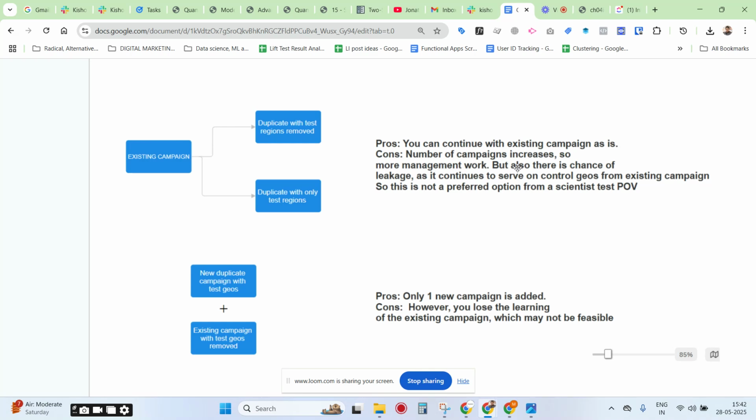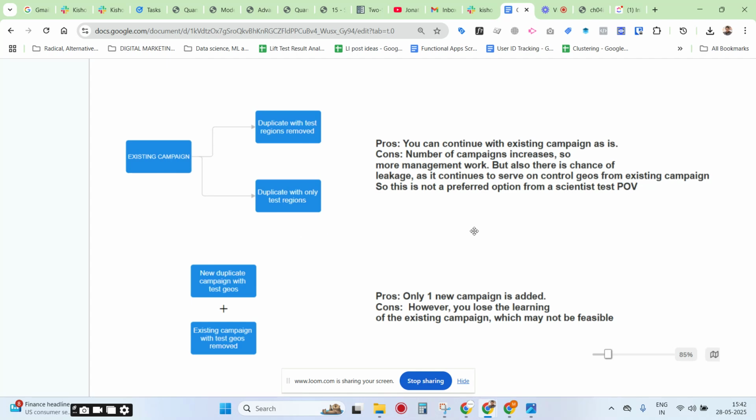So the idea with the first version of it is that you keep the existing campaign as is. Then the number of campaigns increases. You had one, now you add two more. So you have duplicate with the test regions removed. You just duplicate this campaign twice. From the first version you remove the test regions, and from the second you duplicate with only the test regions, the geos. Now the problem with this is that, again, there's more management work.